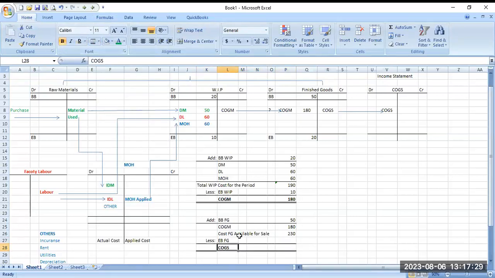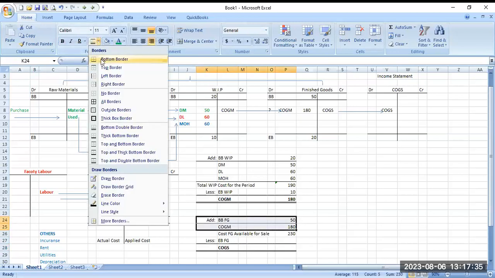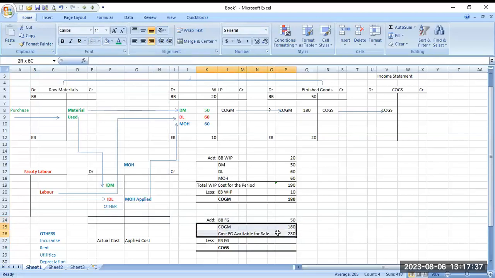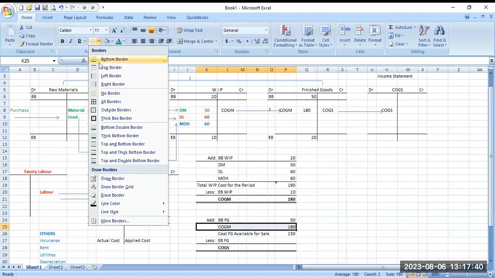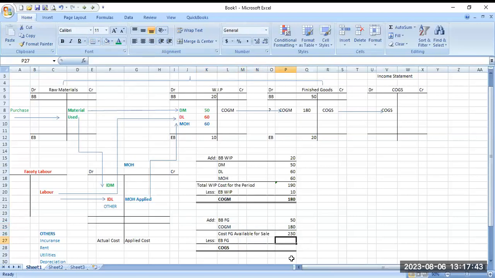Now I can calculate my cost of goods sold. It's going to give me the total cost of goods available for sale minus the ending 20. That's 230 minus 20, which is 210, and 210 will be my cost of goods sold. That's how you calculate cost of goods manufactured, and that's how you calculate cost of goods sold. Perfect. Make sense?